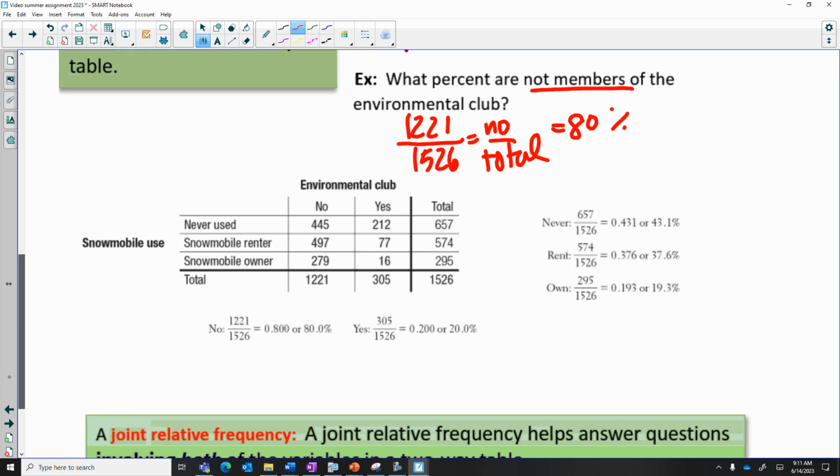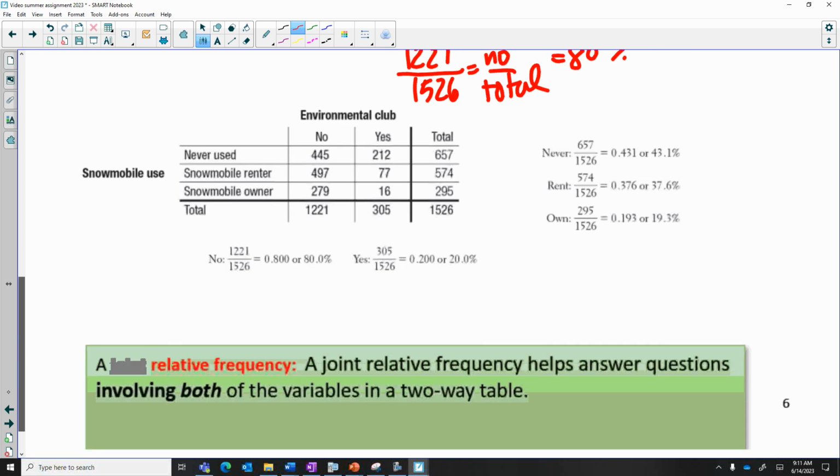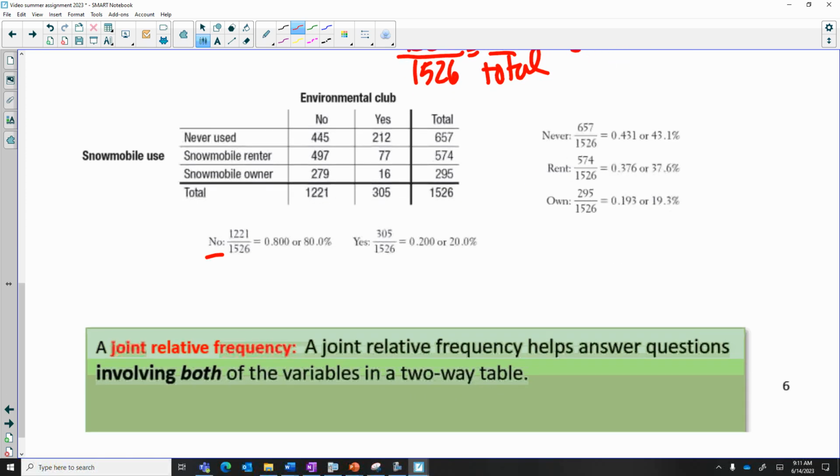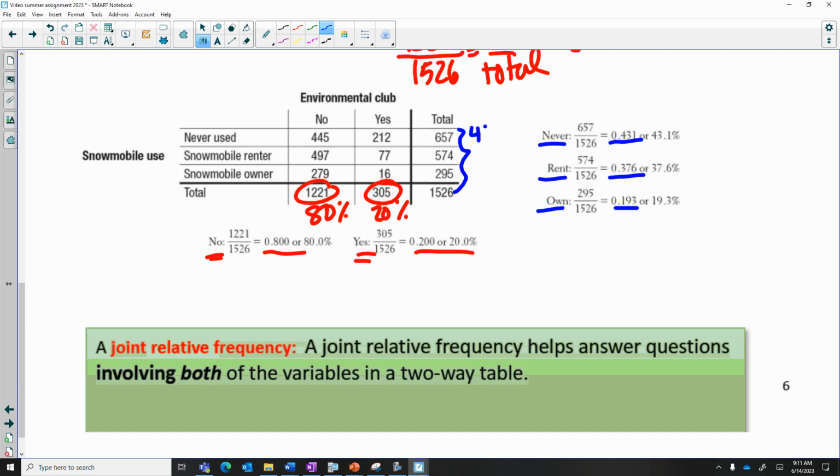So as you guys could see on the bottom here, that's actually what they just did, is they computed the no total and the yes total, 80-20 like we just did, and that was the breakdown here, 80-20, and I could just have made a pie chart or a bar graph on that. Or I could have done the row breakdown of never, rent, and own like we did. 43%, 37, 19, and I could have done a separate pie chart or a bar graph on that. Okay, so it depends on which variable you're spotlighting.